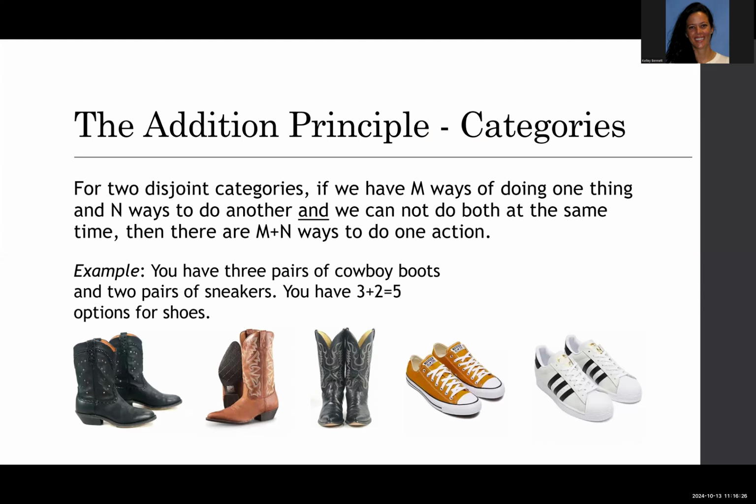So let's consider shoes. You've got 3 pairs of cowboy boots and you have 2 pairs of sneakers. If you were to go into your closet and say, okay, how many different ways could I choose a pair of shoes to wear today? It would just be 3 plus 2, the 3 cowboy boots plus the 2 tennis shoes. And so you'd have 5 options. The reason this is disjoint categories is because you cannot wear your cowboy boots and your sneakers simultaneously.